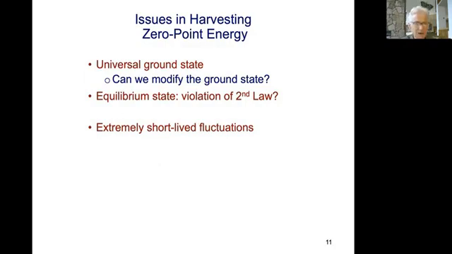Okay, so we now say that yes, we can modify the ground state. But then we have the problem of equilibrium and the violation of the second law in trying to harvest zero-point energy. So is there some way around it? Is there something we can do to get around it? Well, by answering the third objection, maybe we'll find a way. That has to do with extremely short-lived fluctuations.